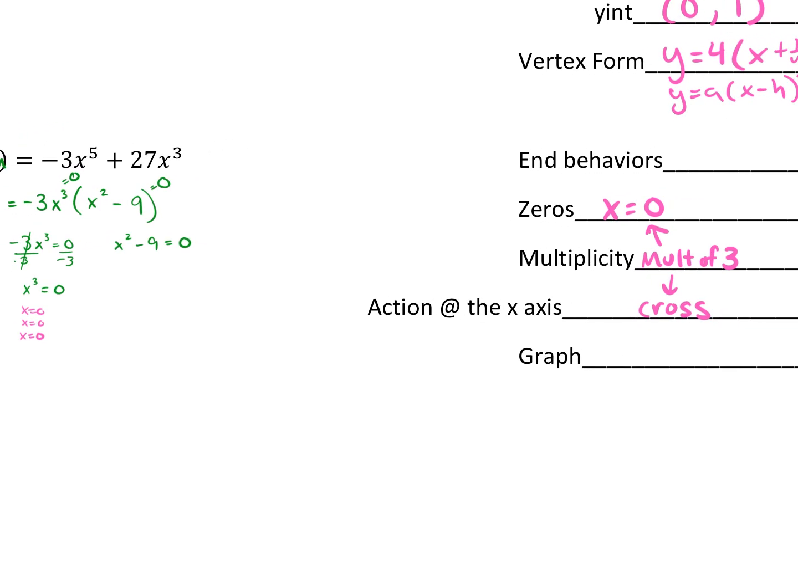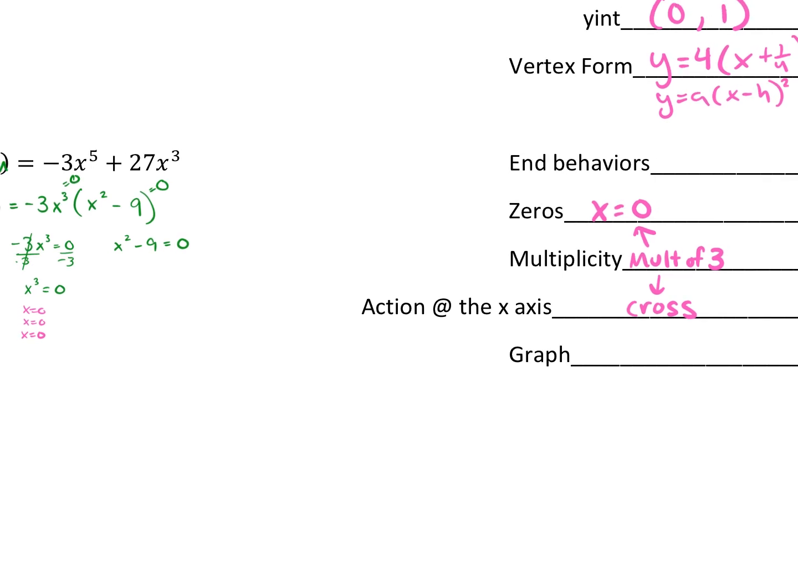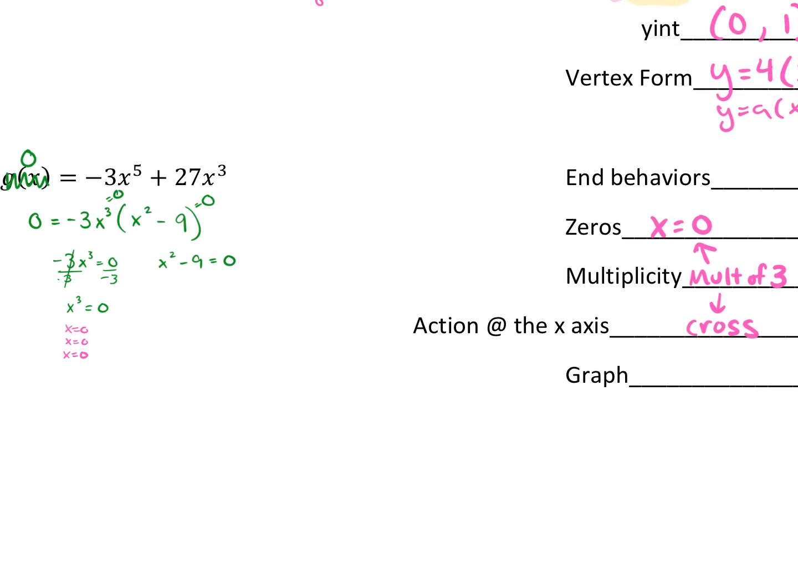Because they all go through. For multiplicity, give me the number. Odd multiplicity tells us that it's going to cross. But when it asks for the multiplicity, tell me how many of each you have. But if it was the same for each, you could just classify it as the same.